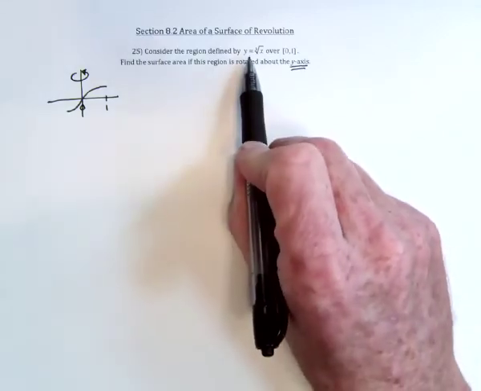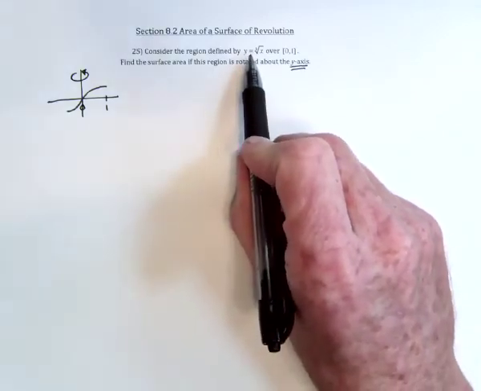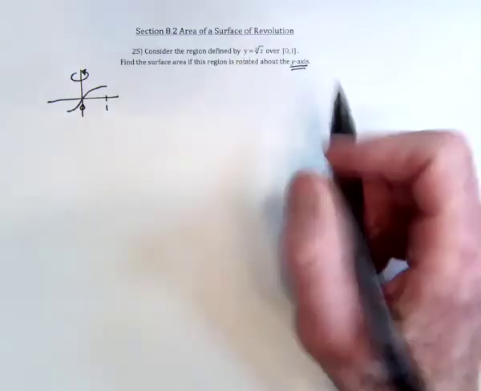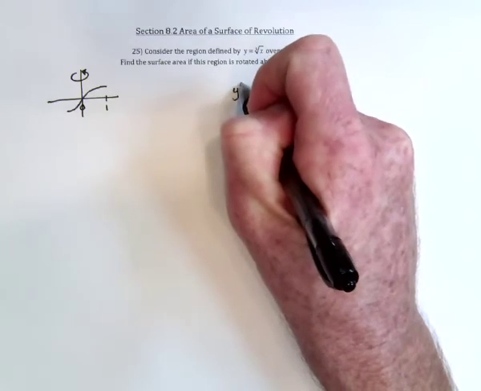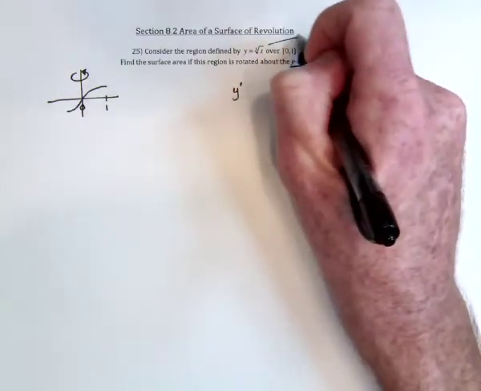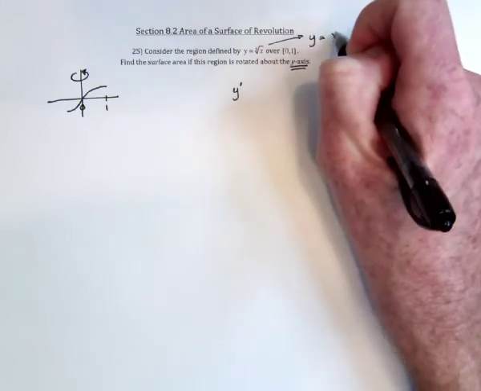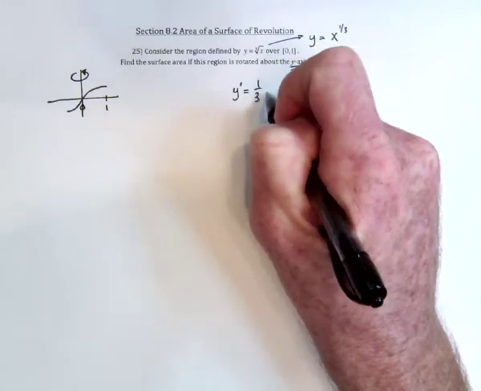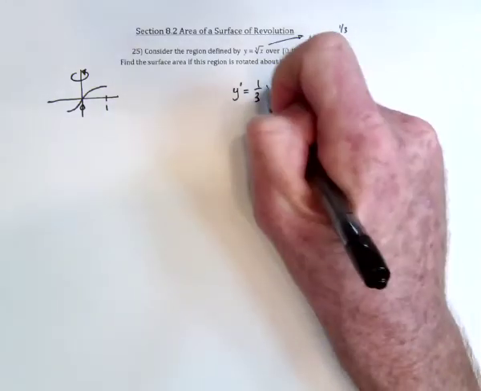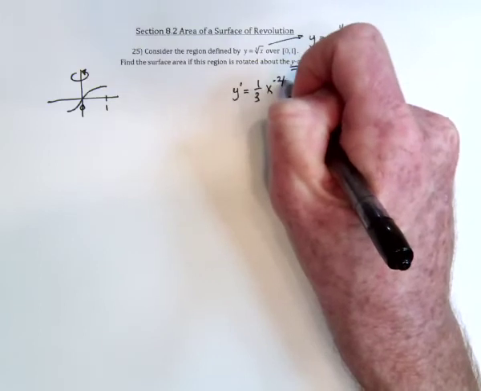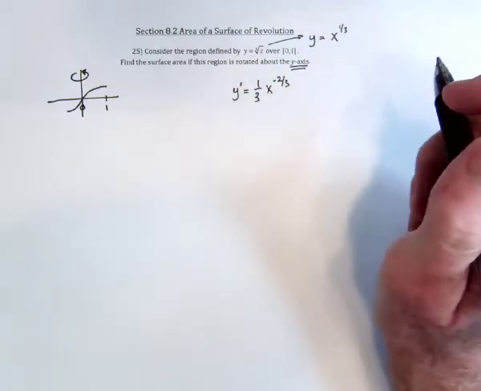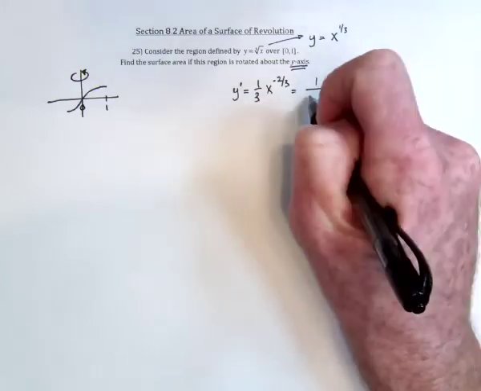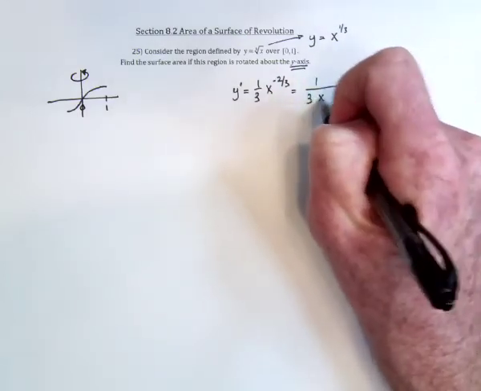Well, we're going to need to know the arc length, so for that we need the derivative. And the derivative of y, let me rewrite it over here, y equals x to the 1/3. Then the derivative is going to be 1/3, subtract 1 from the exponent, and we get x to the negative 2/3. And then I don't like to work with negative exponents, so rewrite that as 1 over 3, and then x to the 2/3.